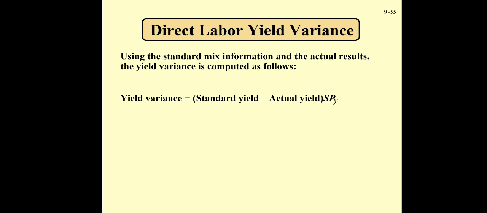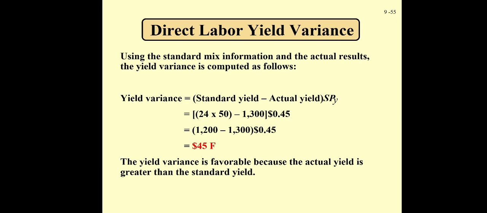And then direct labor yield variance: standard yield minus actual yield times standard price of yield. And then you will see the number is 24 times 50 minus 1,300 times 45 cents. The answer is $45 favorable. The yield variance is favorable because the actual yield is greater than the standard yield.